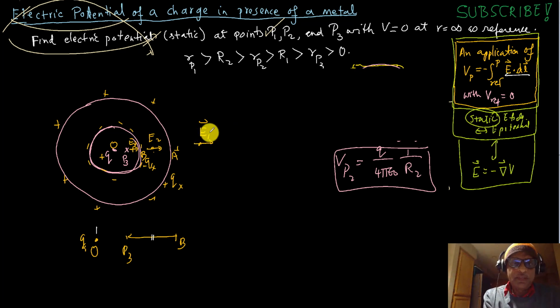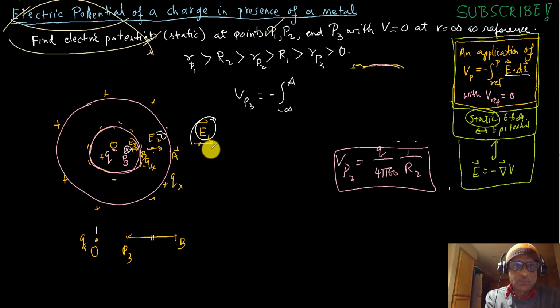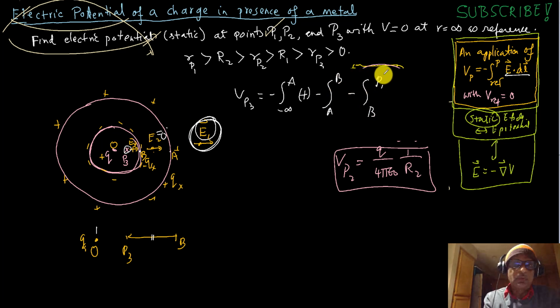Okay, so we know this is equal to 0 in this area, and this we already know. Then to get the potential here, V at P3, I go from minus infinity all the way to A, because it's one type of electric field. Then I add the part from A to B, inside the metal, and then I go from B to point P1, right?